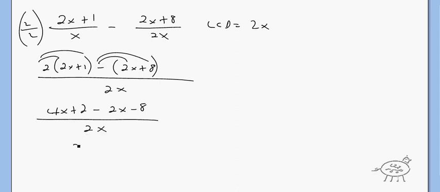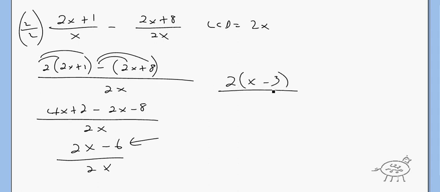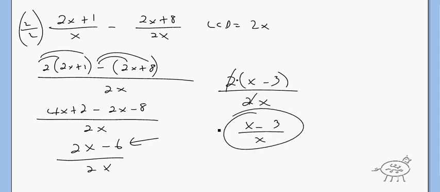So 4x minus 2x is 2x. 2 minus 8 is negative 6 over 2x. Okay, remember I told you the second to last step is you factor the top. So I'm going to factor a 2 out of there. So I get 2 parentheses x minus 3 over 2x. Now there's multiplication here, so I can cross the 2's out, and my final answer is x minus 3 over x. All right. Looks pretty reasonable.